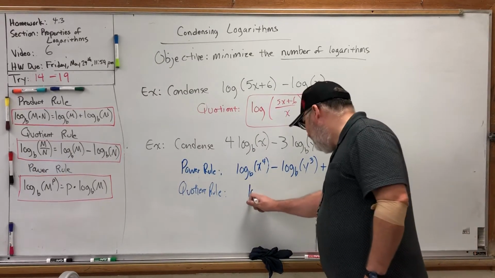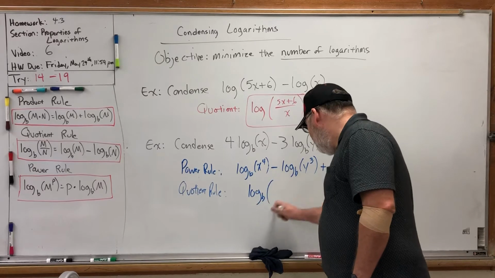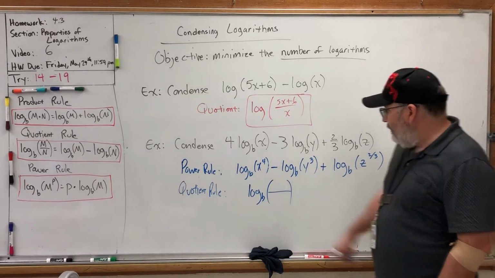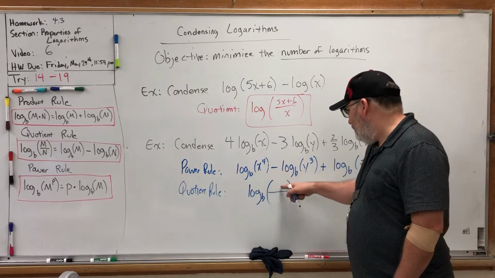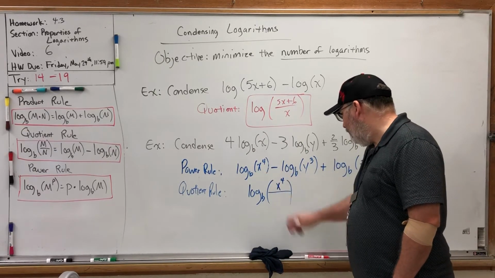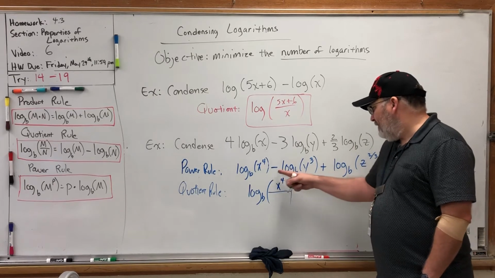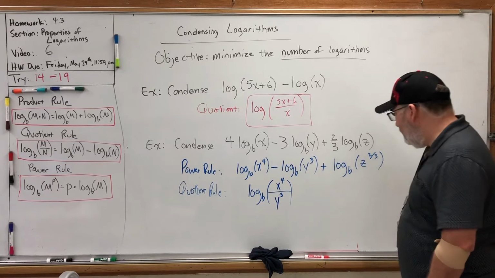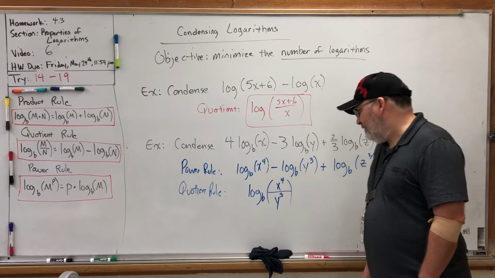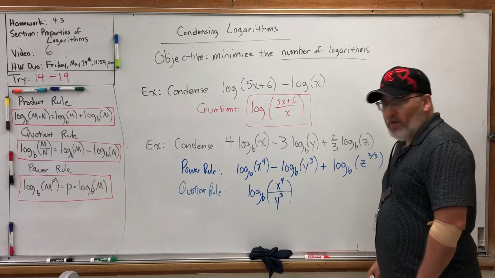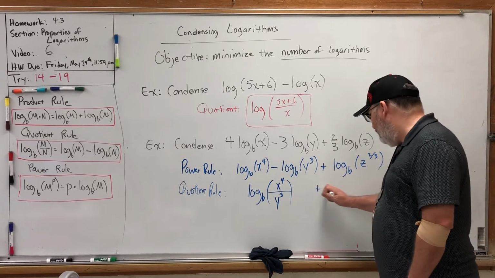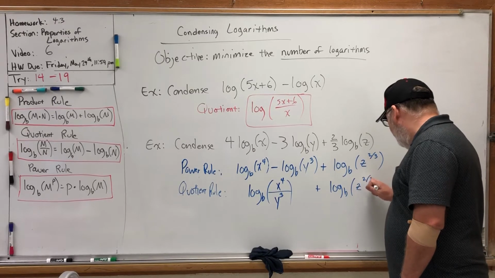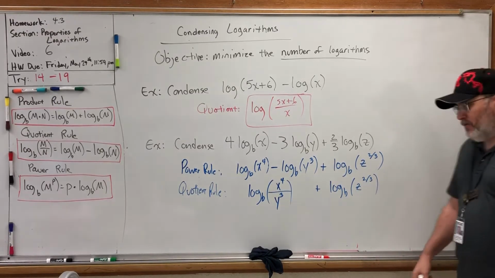So log base b, condense the first 2 into a single fraction because of the quotient rule. The positive logarithm's argument goes on top, so x to the 4th in the numerator. The negative logarithm's argument goes on the bottom, so y to the 3rd goes on the bottom. And the first 2 logarithms condense into log base b of x to the 4th over y to the 3rd. And we still have plus log base b of z to the 2/3 power. Again, we'll deal with the fraction power in a moment.